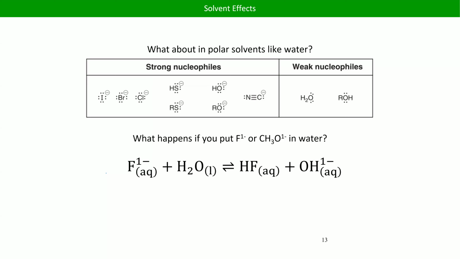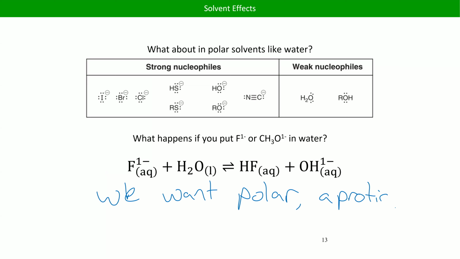So we call those polar aprotic solvents. Polar aprotic. Aprotic solvents means that they don't have H pluses to give up. They can't act as a weak acid.